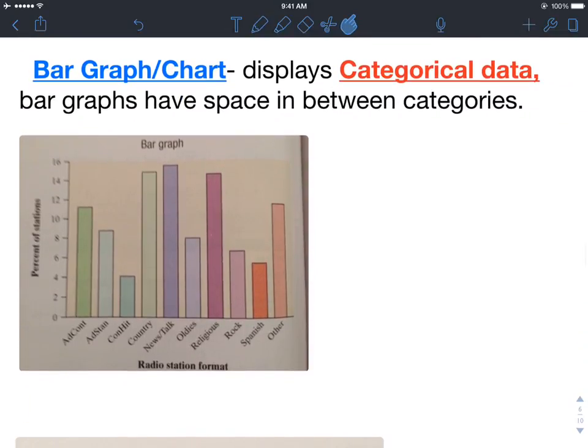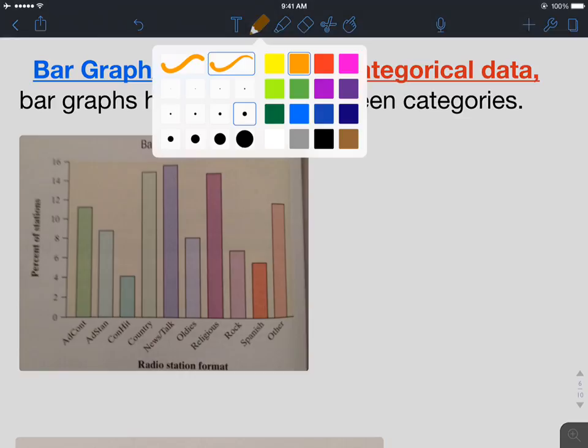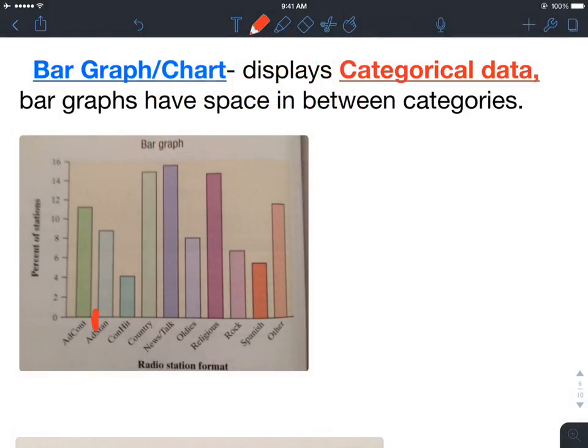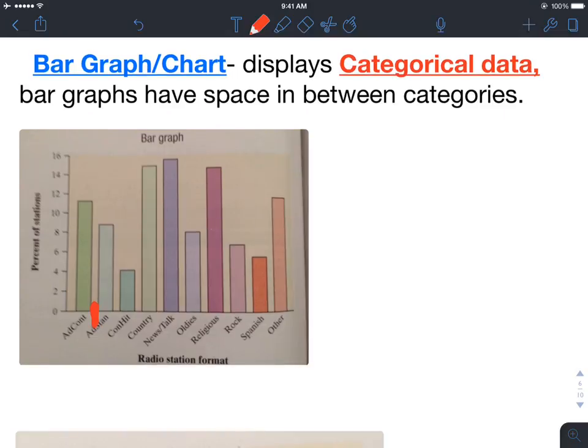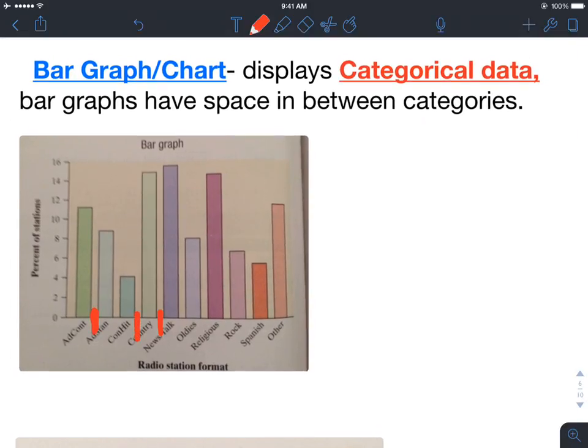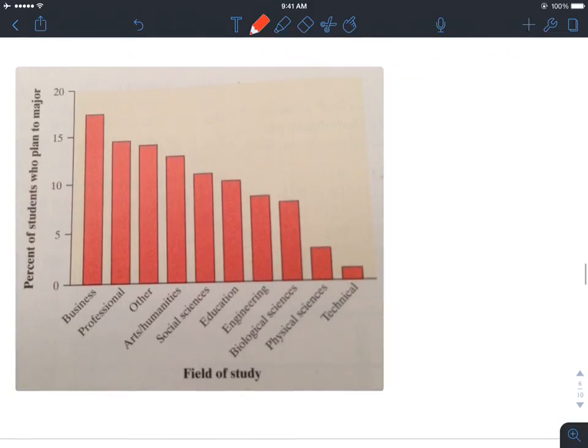Bar charts are a little different. They display categorical data. And bar charts have little gaps in here. If you take a look, I got a gap here because this data is not continuous. And this was the radio station problem, if you remember that. Here's another example of a bar chart.